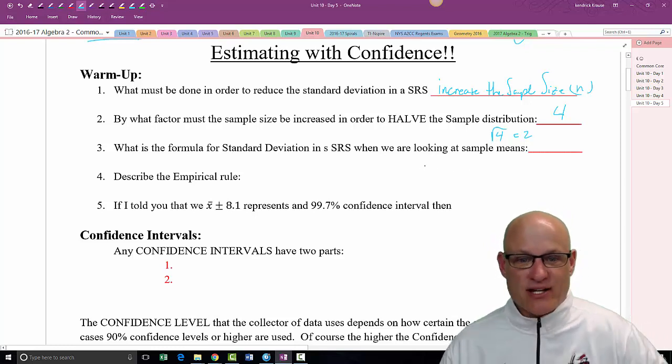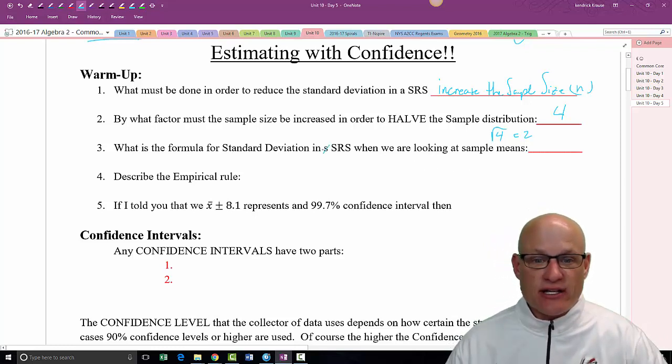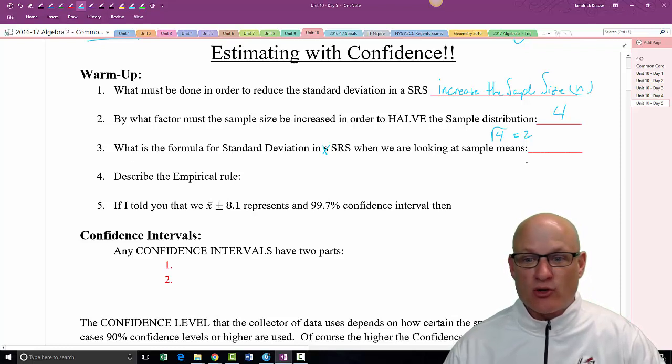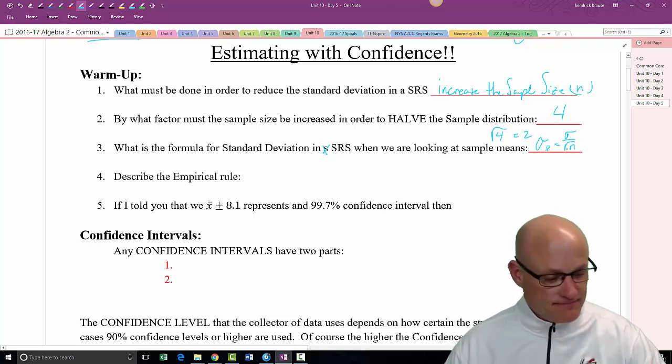What is the formula for the standard deviation in a simple random sample when we are looking at sample means? Okay, so the standard deviation is equal to the population standard deviation divided by the square root of n.